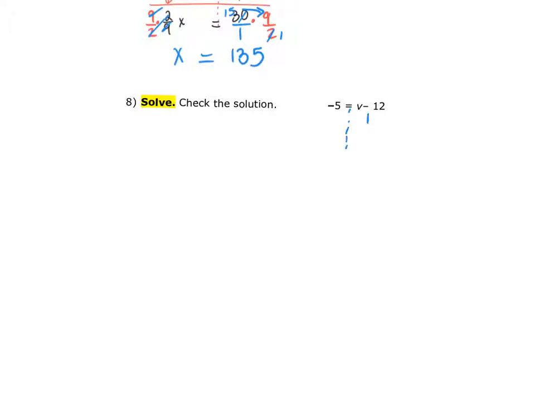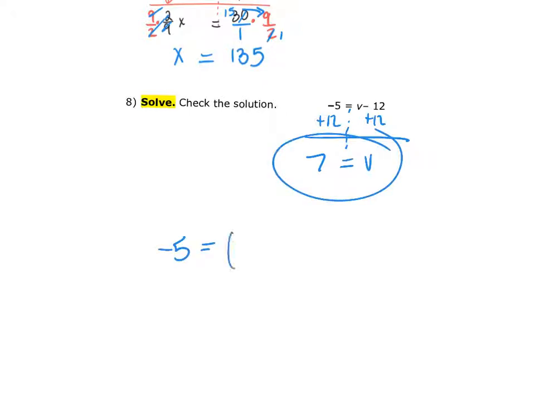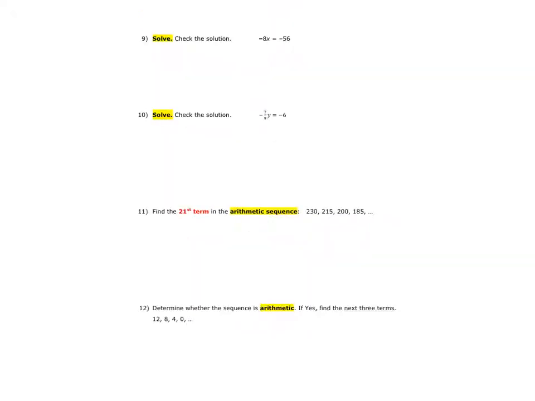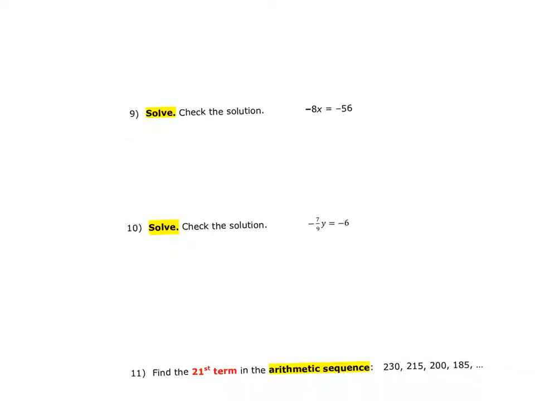So dotted line, add 12 to both sides, and I get 7 is equal to v. Check your solution. -5 is equal to v, which is 7 minus 12, and 7 minus 12 is -5, which is equal to -5, so I know it's correct. Divide by -8 on both sides. X is equal to positive 7.